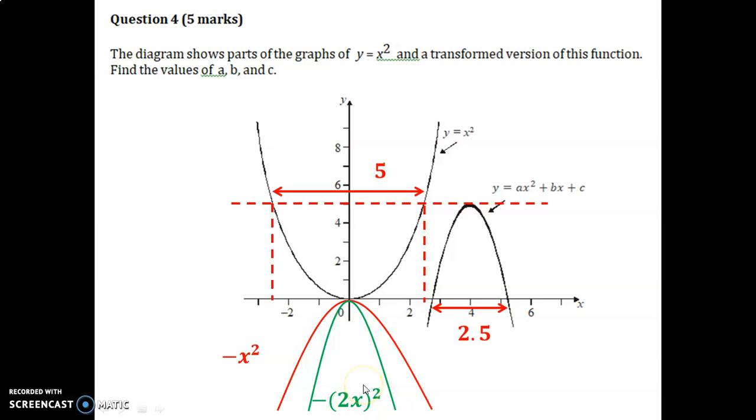All right, next, we need to now take this compressed one and move it. And it moves over 4 units and up 5 units. So to get it to be where the blue one is, we did 4 units positive on the x, so we put negative here, and up 5. So there's our final form here. All right, kind of tricky.